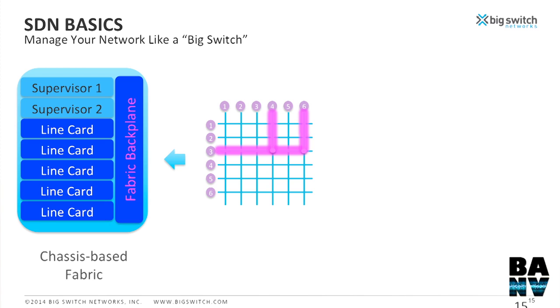You would have line cards, you'd have a very fast fabric backplane that the line cards would plug into, and you've got a couple supervisor modules, things that are more programmable, things that run standard operating systems. That's one way of building a fabric.